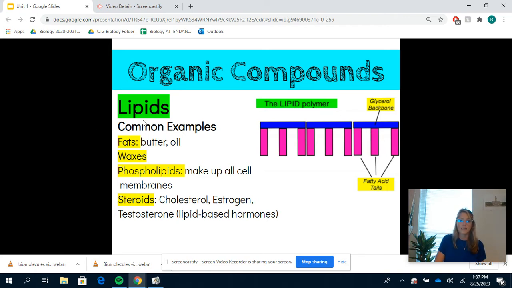So here are some common examples of lipids. What we say for lipids in normal English terms, we just call them fats. So the first example we have are fats. Examples of fats are butter and oil. Fats are also found in things like avocado and salmon. Our second example are waxes, so anything from beeswax into candles. Those are both lipids. We have something called a phospholipid that makes up a cellular membrane, which again protects the cell. And lastly, we have steroids. The examples of steroids that I have here are cholesterol, estrogen, and testosterone. These are known as lipid-based hormones.